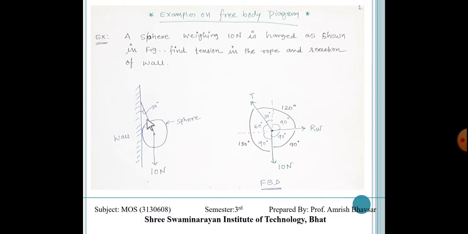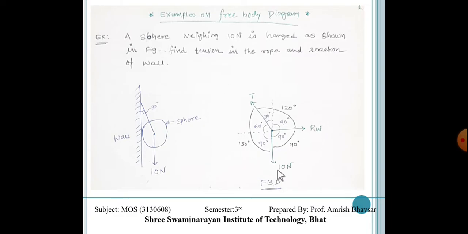So tension is generated in this rope, and this sphere will be trying to move leftward, but this wall is going to support the sphere. So the wall is giving us the horizontal reaction, somewhere over here, Rw. The weight of 10 Newton is downward, and the tension is upward, in the direction of the rope.